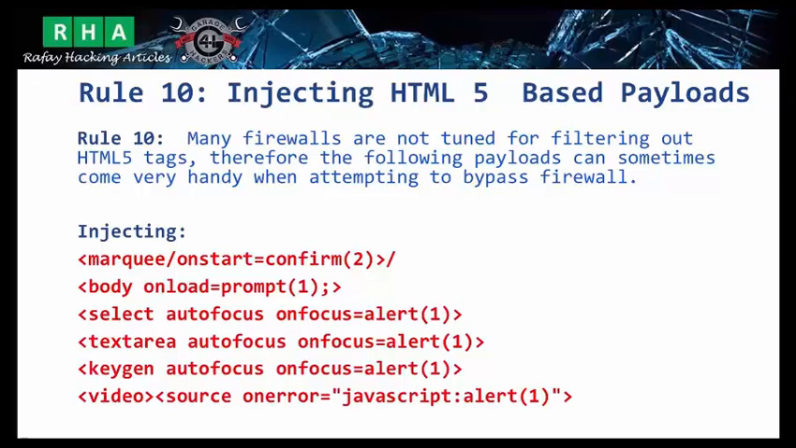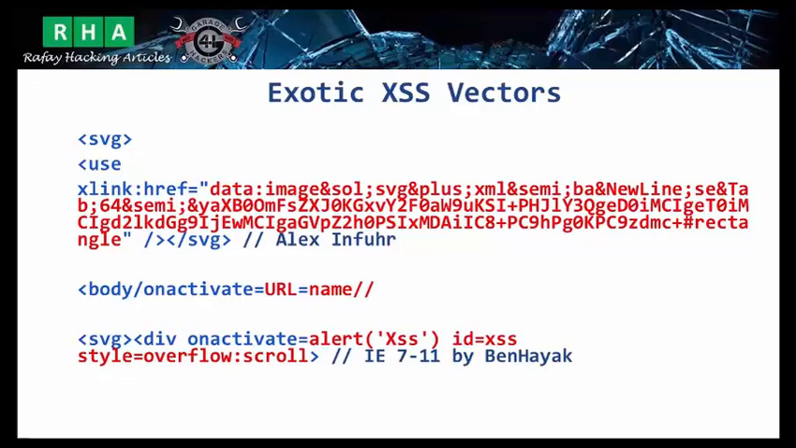And rule number 10 is to inject HTML5 based payloads. There are a lot of web application firewalls such as WebKnight that simply live in the HTML4 world, and they have not upgraded themselves to protect against payloads based upon HTML5 tags and event handlers that were introduced in HTML5. There are different ways. We have marquee, body, select tag, textarea, and so on and so forth. So you have to take note again of what the WAF is blocking. It might not be blocking onfocus or autofocus, and it might be blocking this tag, so there are alternate tags that can be used with autofocus and onfocus, right? And these are some exotic XSS vectors, so feel free to use them.